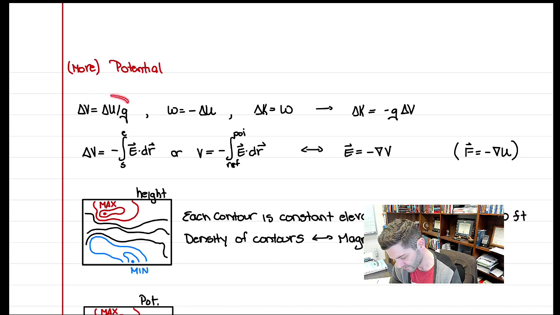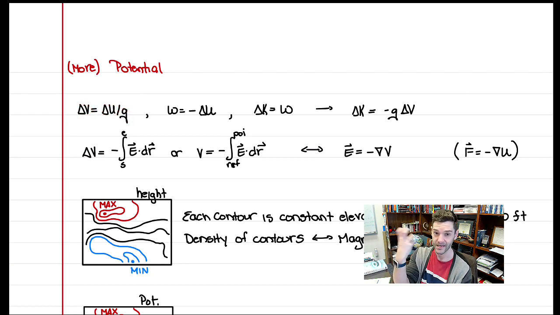So we defined the change in potential to be the change in a charge's potential energy divided by its charge. That essentially got rid of the charge, and then the expression overall only depended on the electric field that the object was moving through.